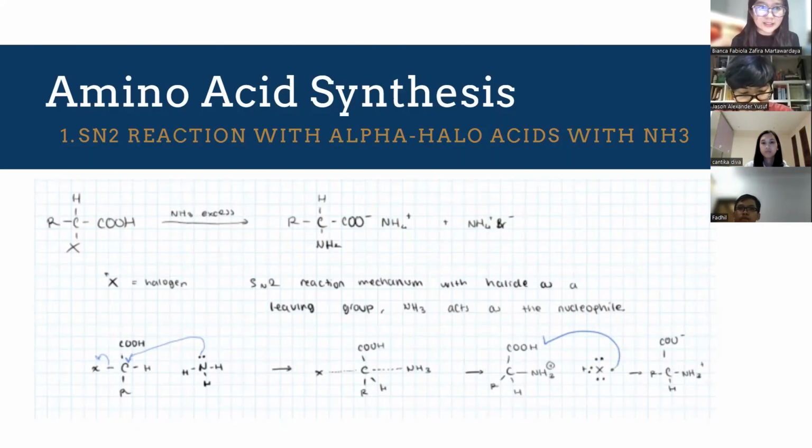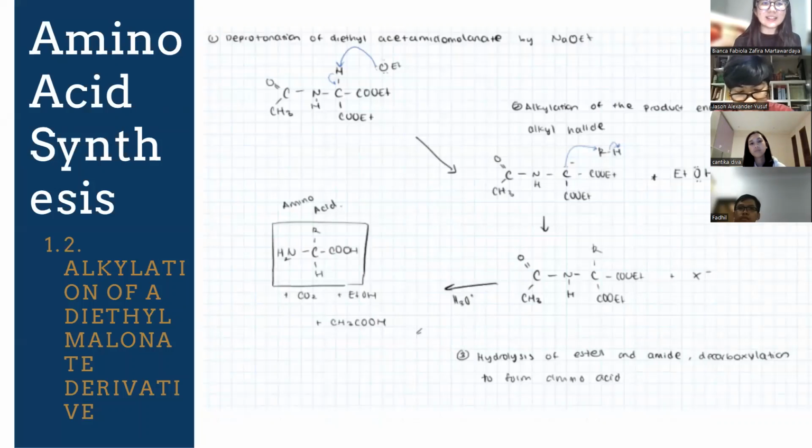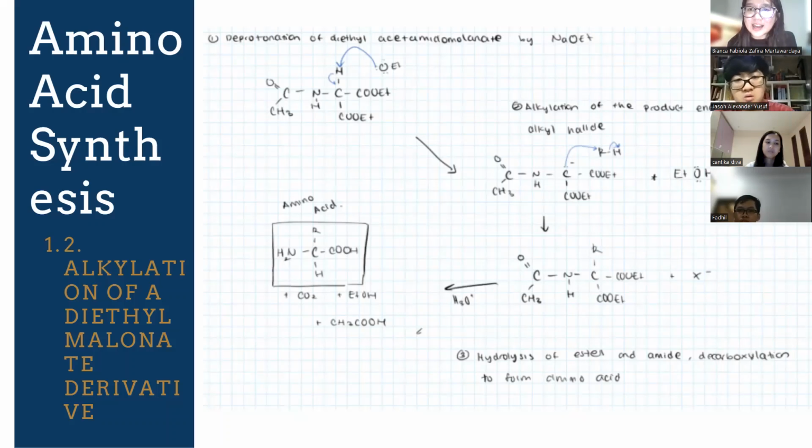Okay, next slide, please. Second is the alkylation of diethyl malonate derivatives. This is based on the malonic ester synthesis from diethyl malonate to create diethyl acetamidomalonate, which we can react with an alkyl halide, and we're going to have the following mechanism with the deprotonation, the alkylation, and the hydrolysis and decarboxylation to finally form the amino acid that we desire.